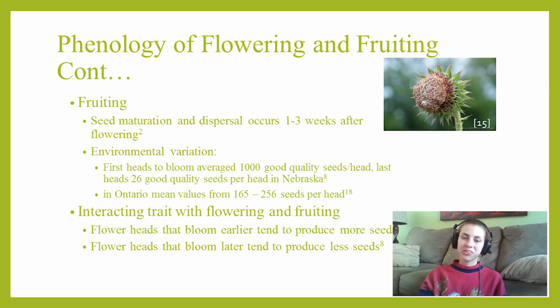And some interacting traits that occur with flowering and fruiting is that flower heads that bloom earlier in the year tend to produce more seeds, and flower heads that bloom later in the year tend to produce fewer seeds. And in my opinion, this would probably be due to the amount of time that is available for pollination, or when pollinators are most dense, depending on what time of year it is.